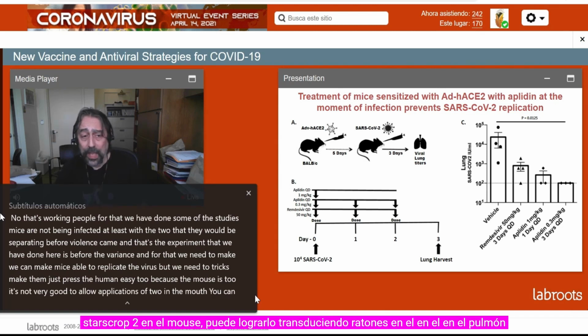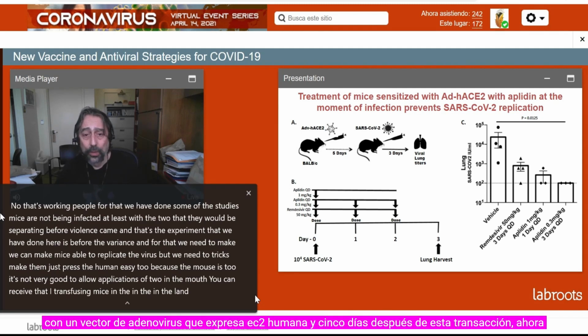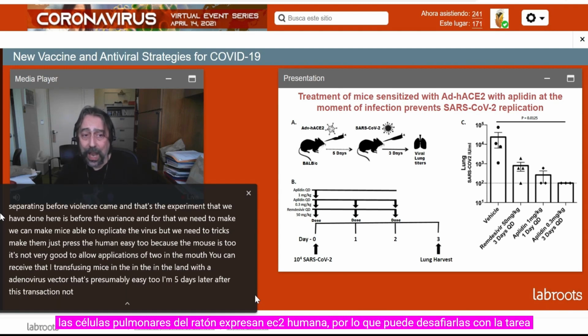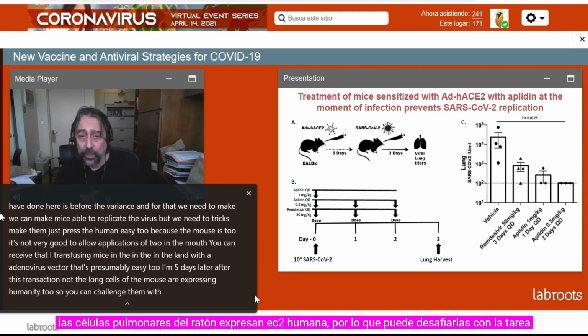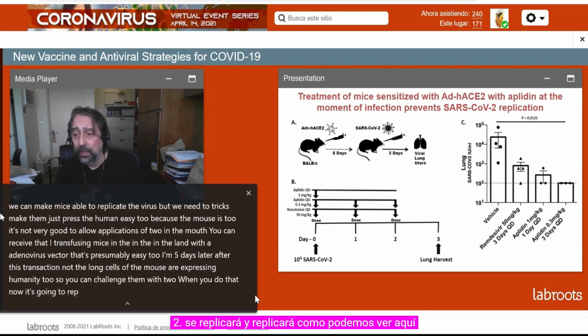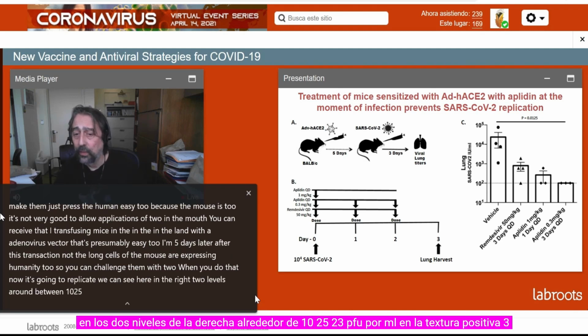You can achieve that by transducing mice in the lung with an adenovirus vector that expresses human ACE2, and 5 days later, the lung cells of the mouse are expressing human ACE2, so you can challenge them with SARS-CoV-2. And when you do that, SARS-CoV-2 replicates, as we can see here on the right, to levels between 10 to the 3 and 10 to the 5 PFU per ml at day 3 post-infection.